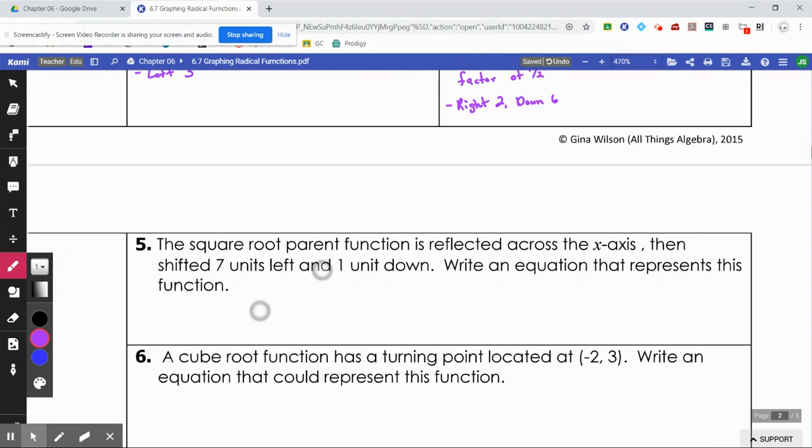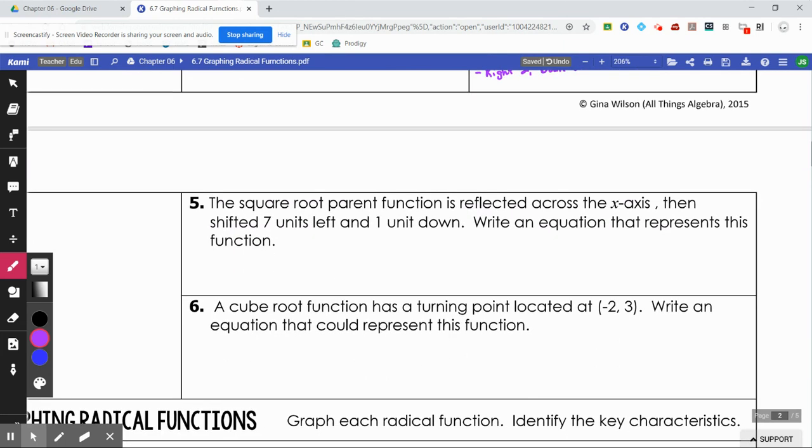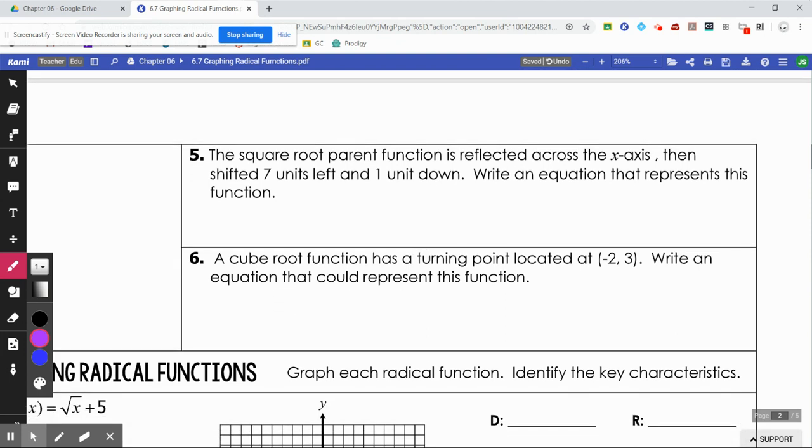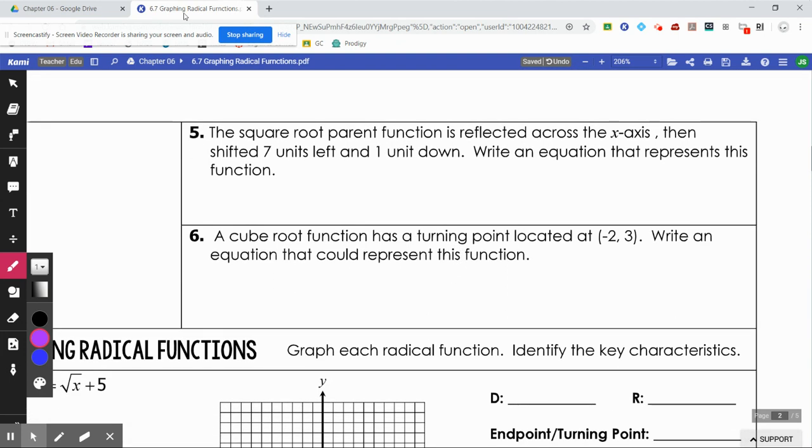Next section says, number 5, the square root parent function is reflected across the x-axis. Then it's shifted 7 units left, 1 unit down, write the equation. So it's a square root function. First off, it's reflected across the x-axis. So what used to be square root of x is now the negative square root of x. That's going to reflect it vertically. It's going to be shifted 7 units to the left. To shift it left, we're going to do a +7. It's the opposite of what you would think. So 7 units left, and then 1 unit down would be a -1 on the outside of the function.